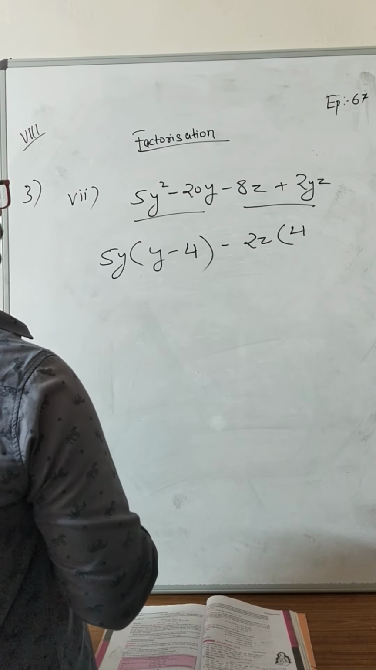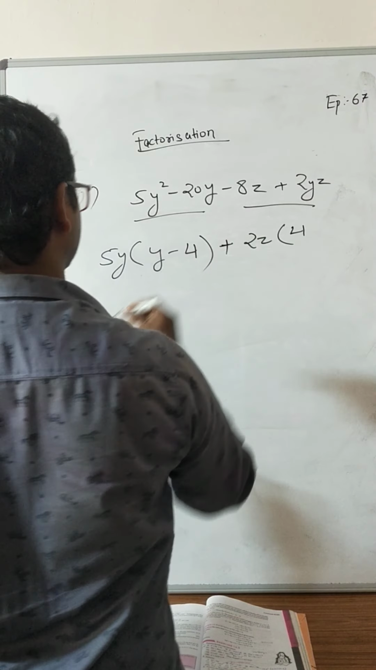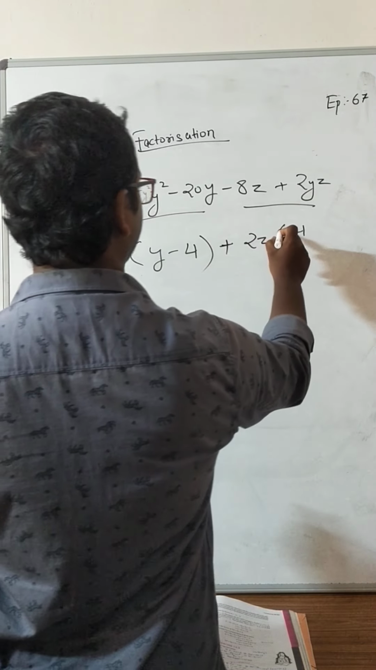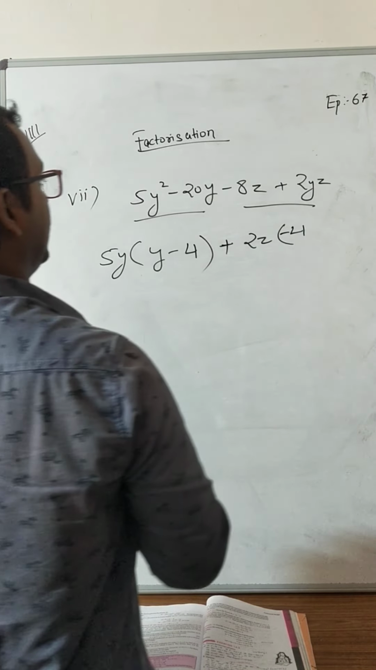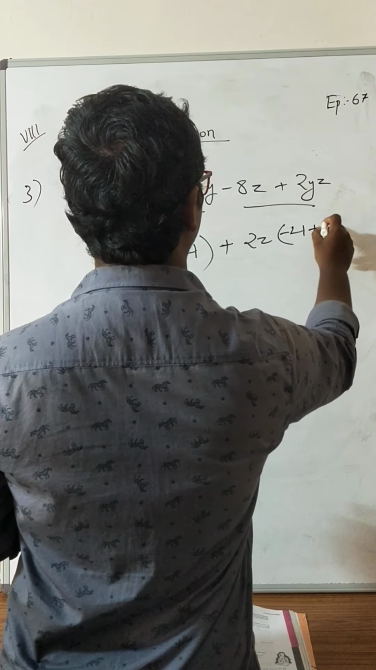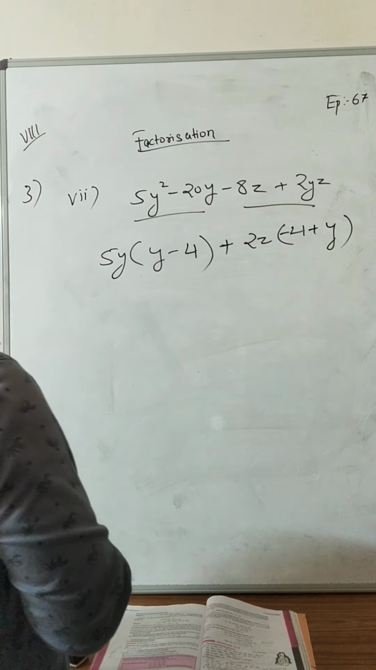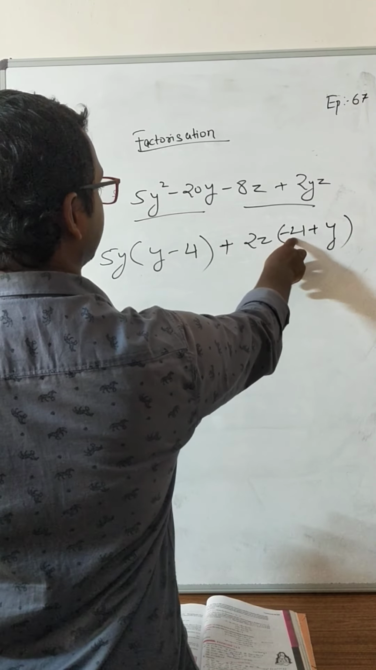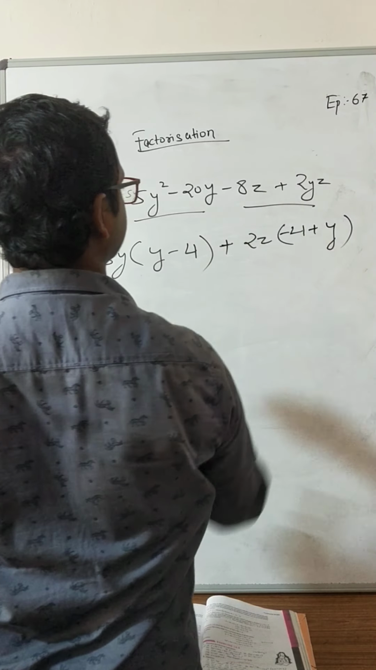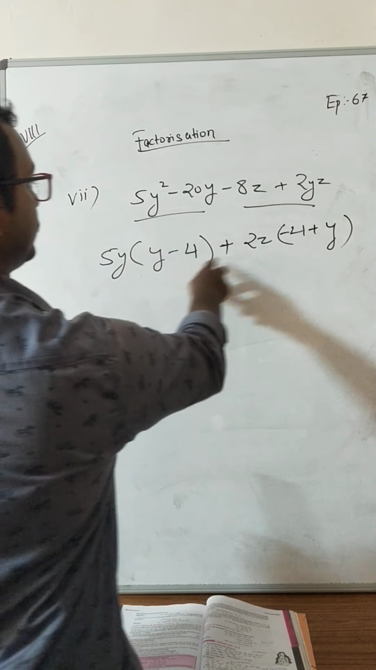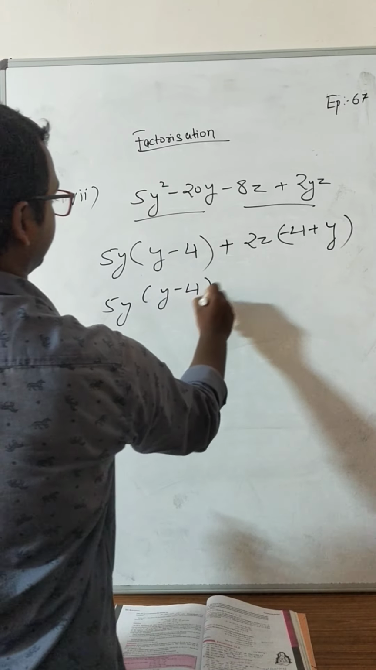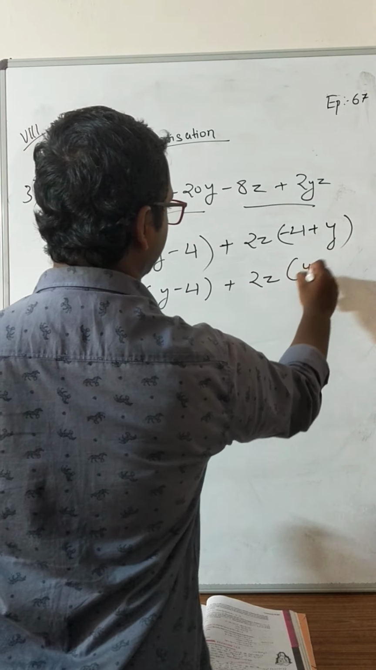Or I can take plus 2z. Okay, I am taking plus 2z as common. Then I will have minus 4 and I will have plus y as common. See, 2z into minus 4, minus 8z. 2z into y, 2yz. Now see here, y minus 4, this is also y minus 4. See here, y minus 4 plus 2z, y minus 4.